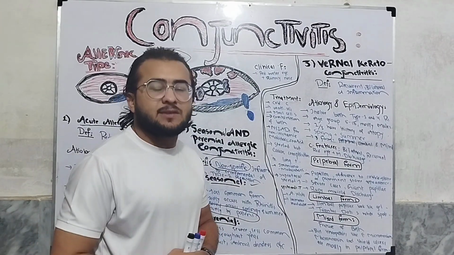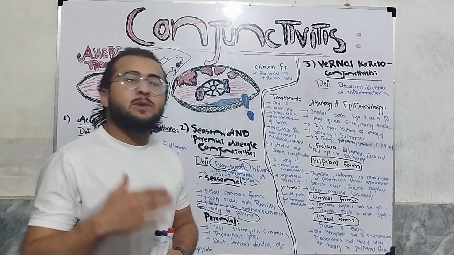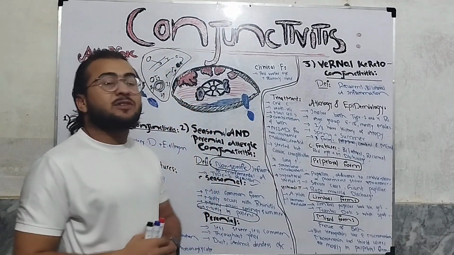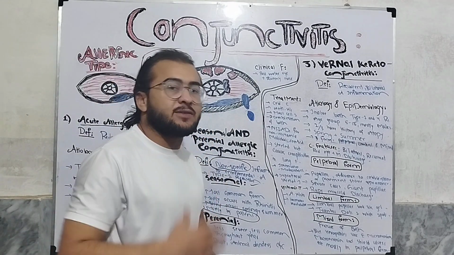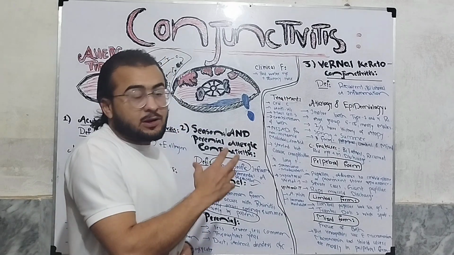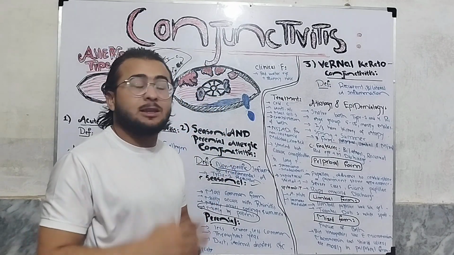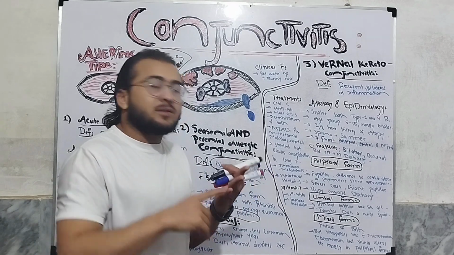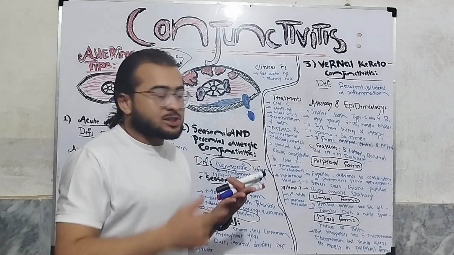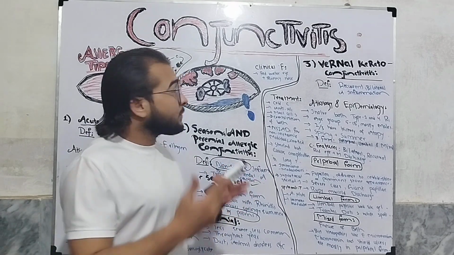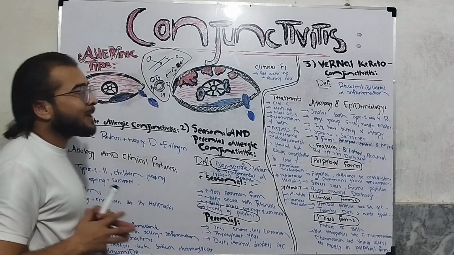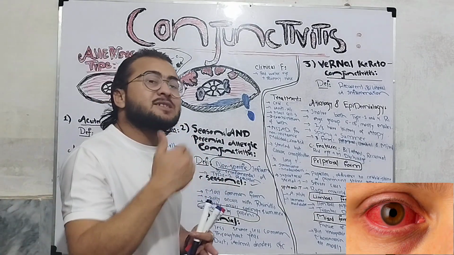As we have started the series of eye, in this series we have reached the chapter of conjunctiva and its different disorders. In this chapter we have started the topic of conjunctivitis. In the previous lectures we have discussed different types of bacterial conjunctivitis and viral conjunctivitis. Now we will discuss allergic type of conjunctivitis and its subtypes.